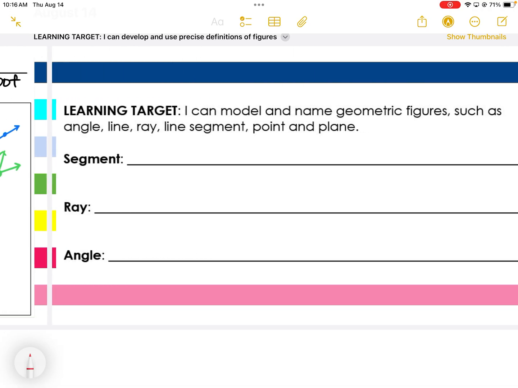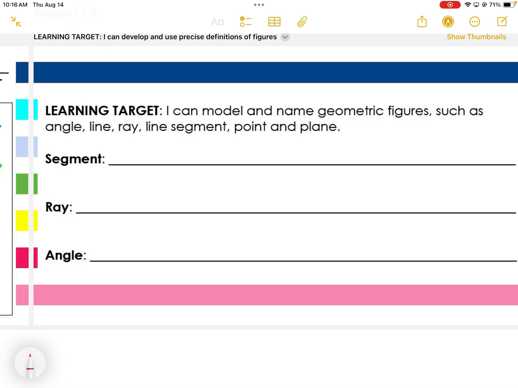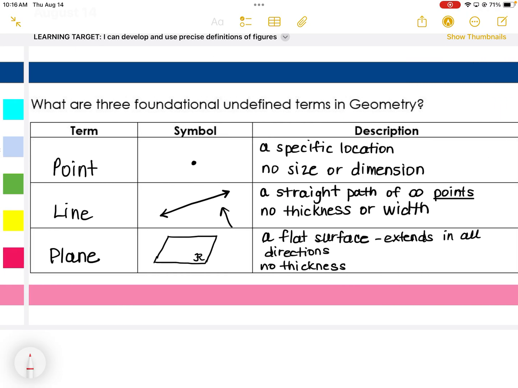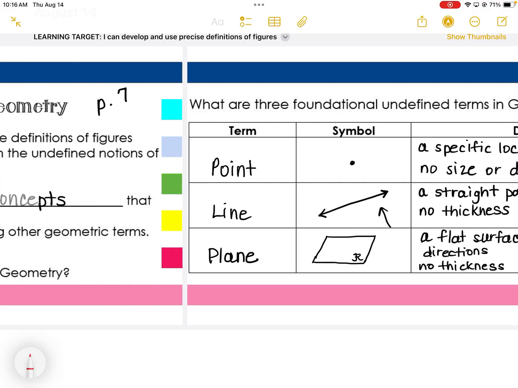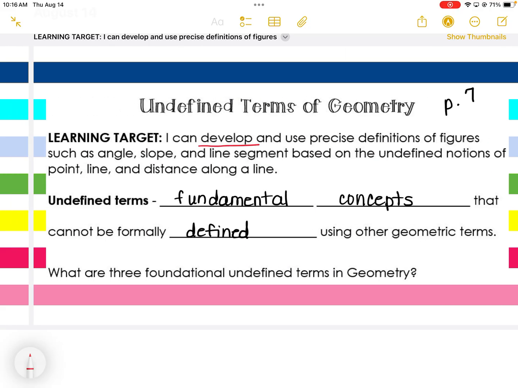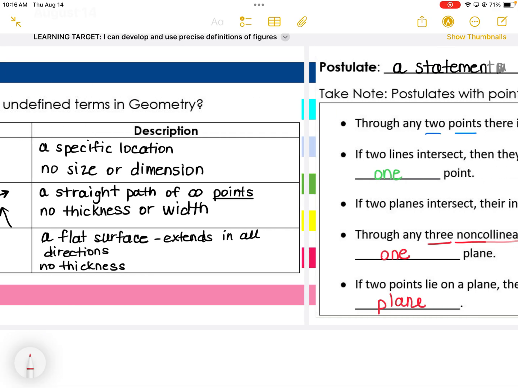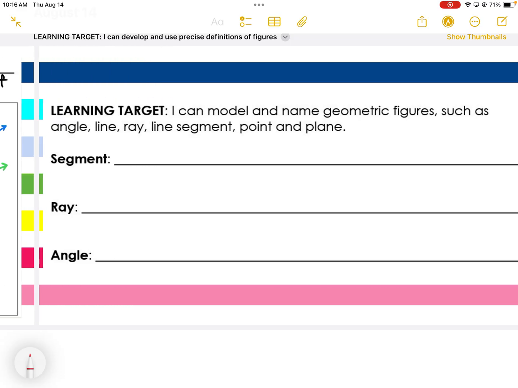All right, let's continue. The next learning target is I can model and name geometric figures such as angles, lines, rays, line segments, points, and planes. Our other learning target previously was I can develop and use precise definitions of figures based on points, lines, and distance along a line. Points, lines, and planes, using those terms to define other geometric figures. So look what we're going to do here.